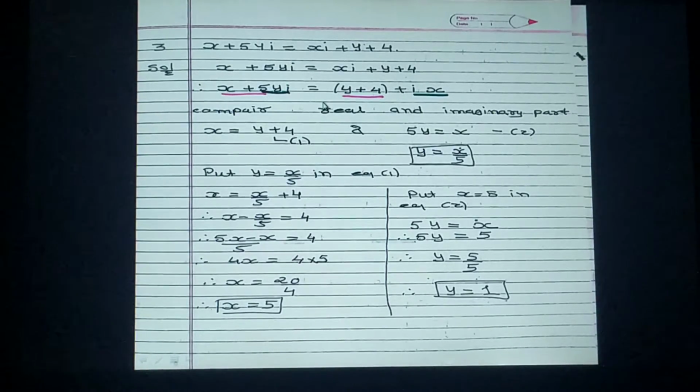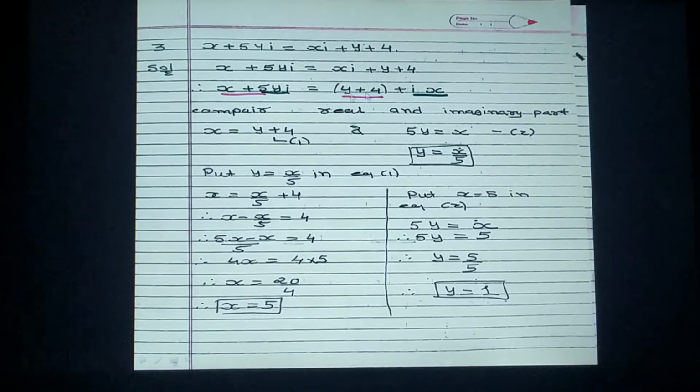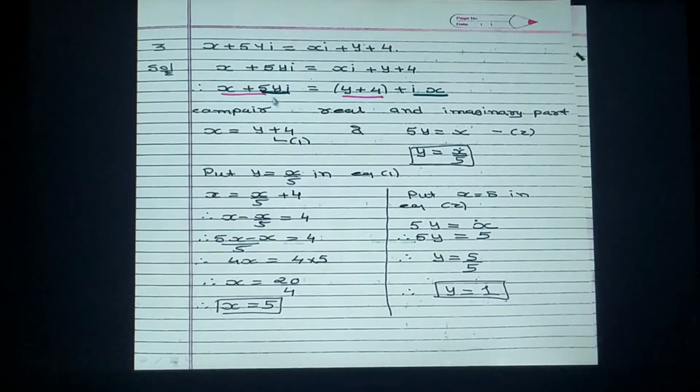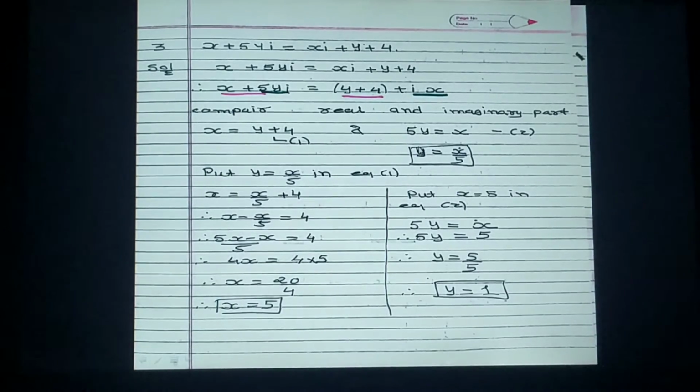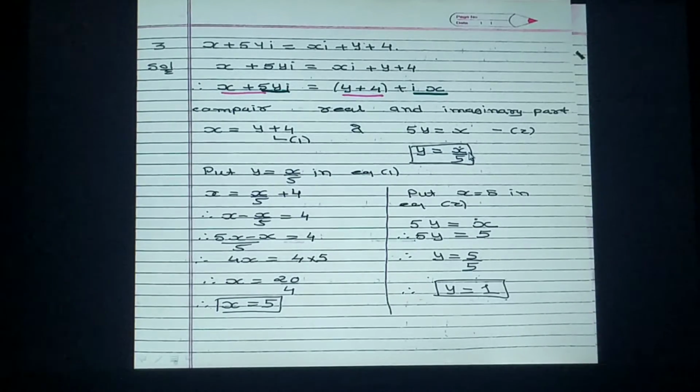a + ib = c + id. So compare the real and imaginary parts. Here on the left hand side x is the real part, and on the right hand side y + 4 is the real part. So x = y + 4, equation number 1. Compare the imaginary part: 5y = x, equation number 2. So 5y = x, so y = x/5 we can write.